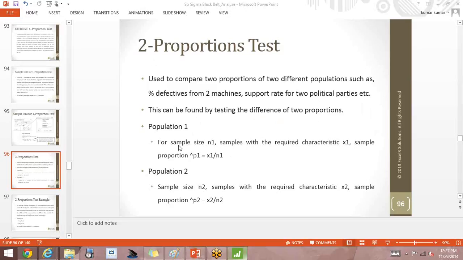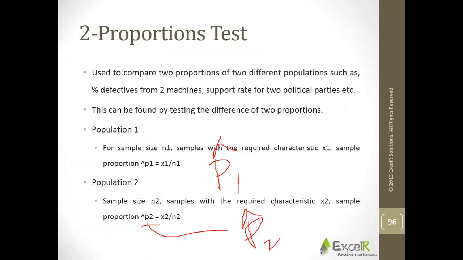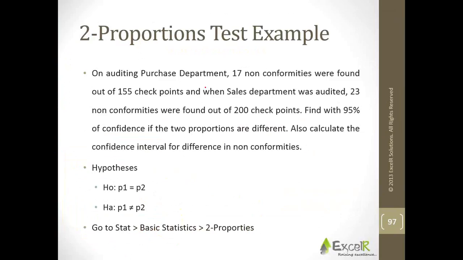Suppose there is population 1. For sample size N1, samples with the required characteristic X1, the sample proportion would be P1 hat, and this is P2 hat. If sample size is N2 and the samples with the required characteristic X2, the sample proportion would be X2 by N2. Right? Look at this question, two proportion test example.